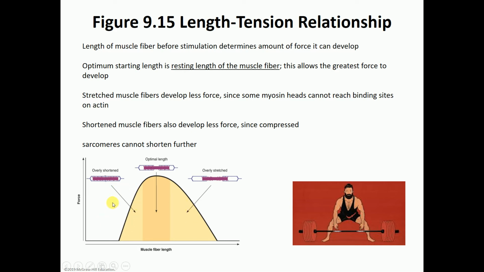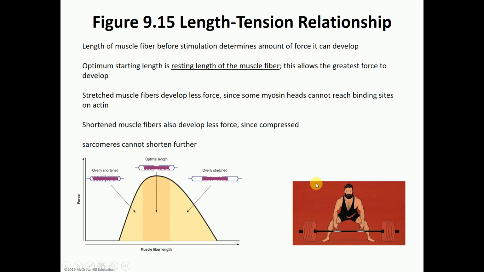While on the other hand, if you overly shorten the muscle, you see here that there's really nothing left to shorten. The muscle is already shortened enough where there's no more space to further shorten or to further contract. Okay, so again, before contracting the muscle, you want it to be at this optimal length.